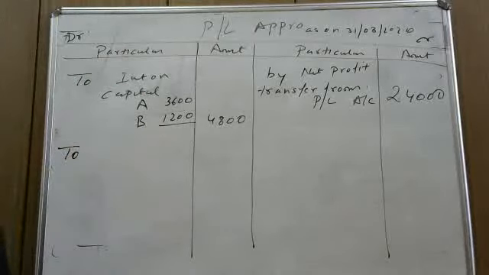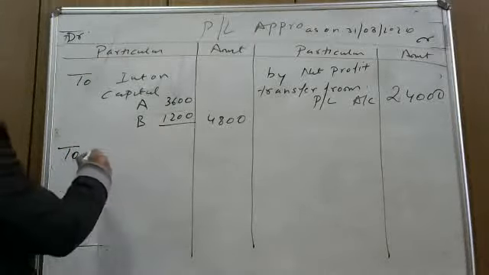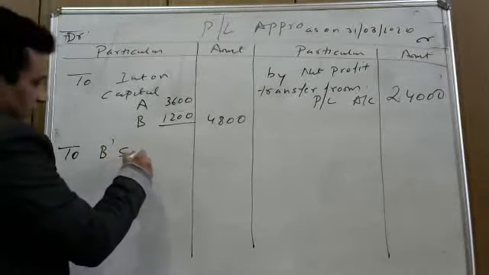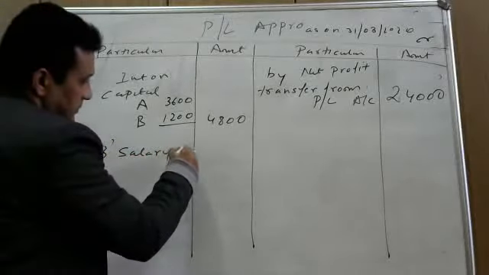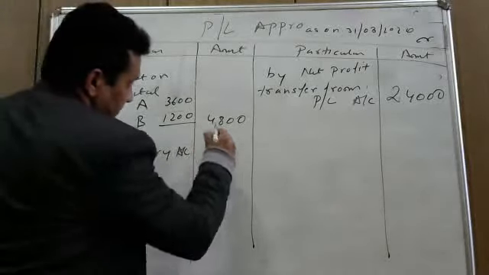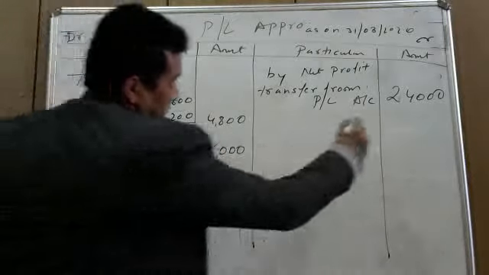Who is getting salary is given in the question. Who is the partner who is getting a salary? B is getting a salary. To B's salary account is 6,000.